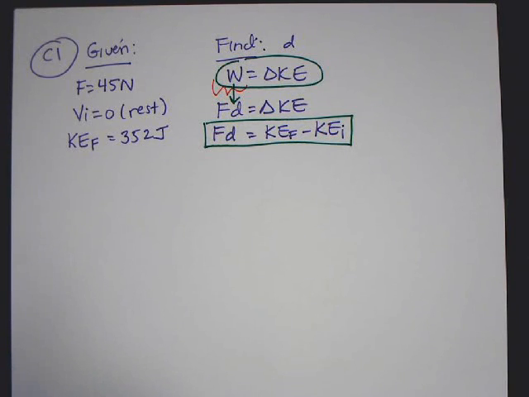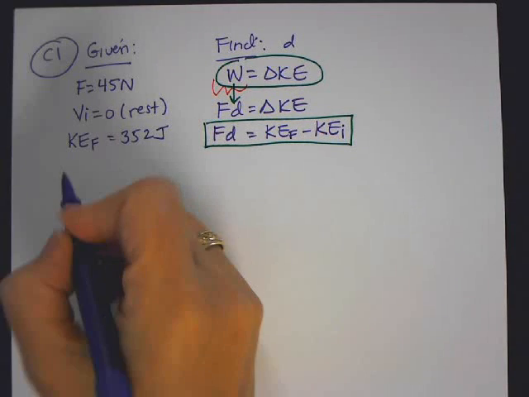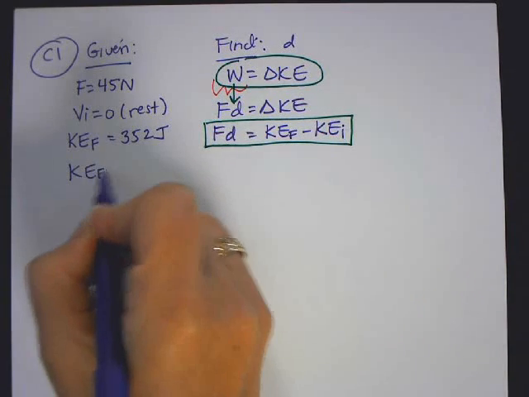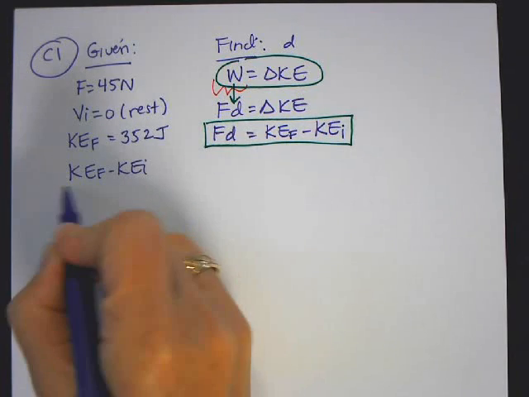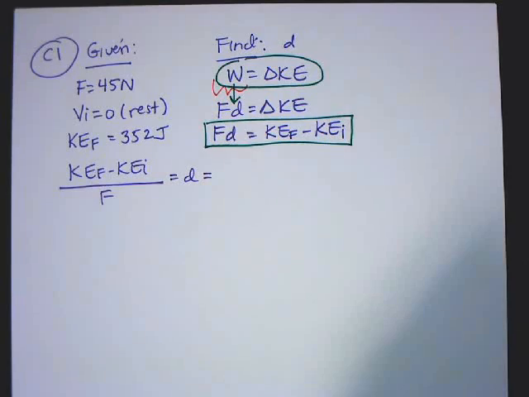So in this particular problem, I want to solve for D. So at this point, I would rearrange the equation to solve for the unknown in terms of the known. So I'm just going to divide everything by F. That's it. So I'm going to say KEF minus KEI over F is equal to D. So now I'm going to substitute in my values.